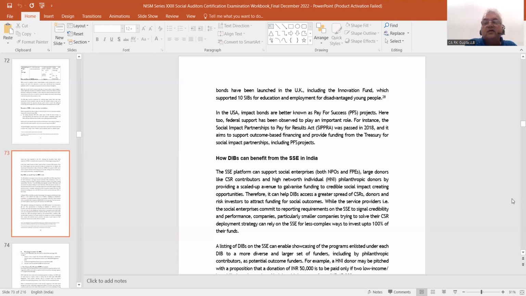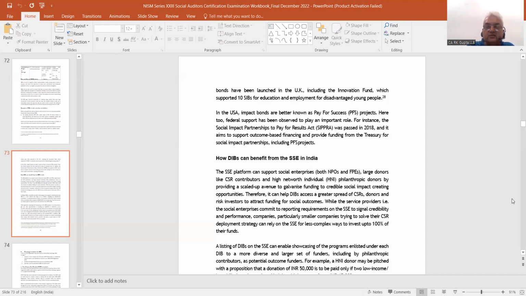Therefore, it can help development impact bonds access a greater spread of CSR donors and risk investors to attract funding for social outcomes. While the service providers, that is the social enterprises, commit to reporting requirements to the social stock exchange to signal credibility and performance, companies, particularly smaller companies trying to solve their CSR deployment strategy, can rely on the social stock exchange for less complex ways to invest up to 100% of their funds.